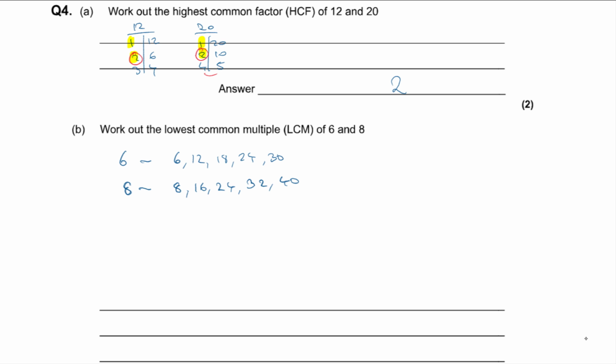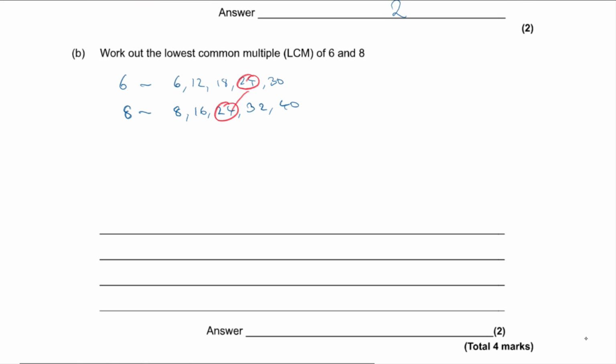Now, after a little bit of time, you should find that you've got one in common. I just noticed I've got a 24 in both there. So that is going to be my LCM then, isn't it? So the answer is 24.